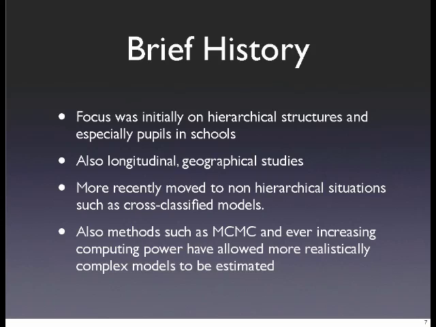And more recently, multi-level has moved on to non-hierarchical situations, such as cross-classified models, where basically groups overlap. And more modern methods, such as Markov chain Monte Carlo, and ever-increasing computing, mean that we can fit realistically complex models to the population. We don't regard the population as independent. We don't sort of assume that people are like raffle tickets. We actually realistically take into account that people that belong to the same area, go to the same school, have something in common, which surely is a good thing if we're looking at substantive research questions in the social sciences and beyond.